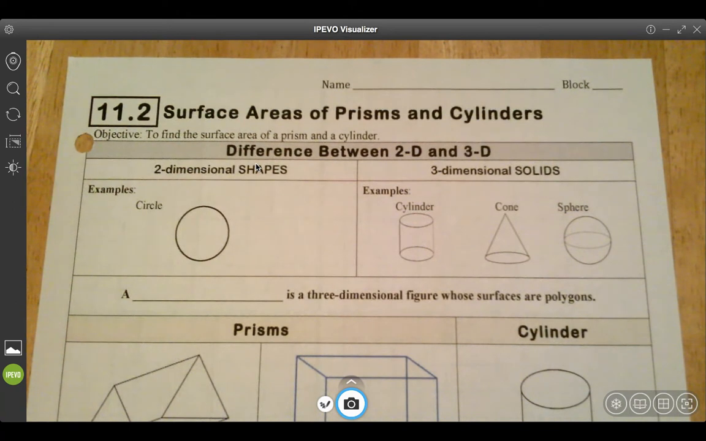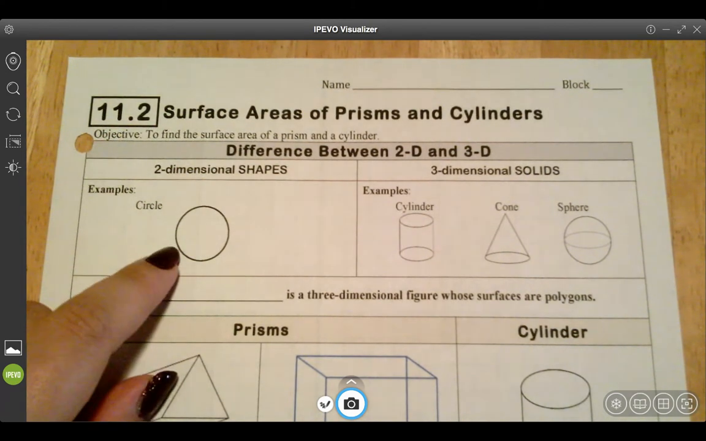So before we can talk about defining a prism and a cylinder, we need to go back and recall the difference between our different dimensions. So remember, we had a point that has 0 dimensions, a line has 1 dimension, and then we have all of our other flat shapes, which are 2-dimensional. So a square, a rectangle, parallelogram, all of those are 2-dimensional shapes. So for example, a circle is a 2-dimensional shape.